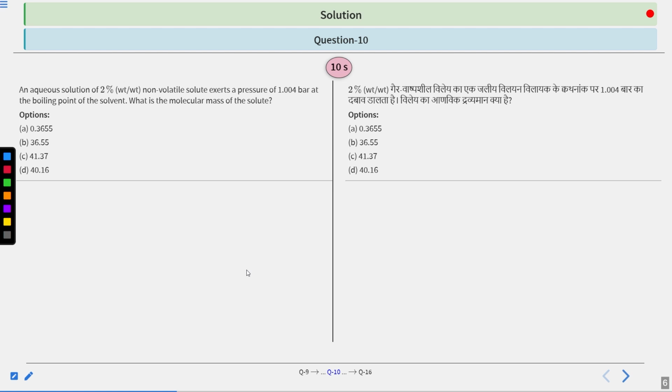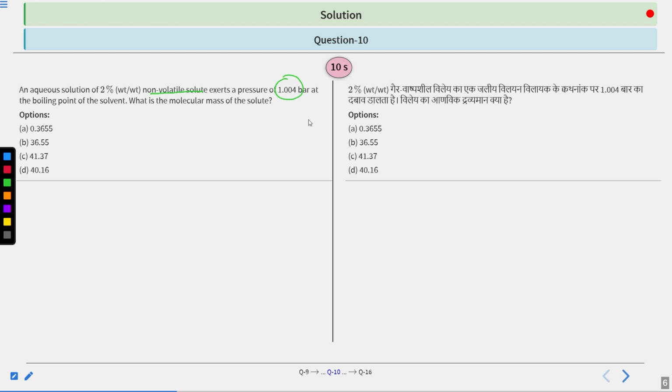Question number 10. A solution of 2% weight by weight means in 100 gram of the solution we have 2 gram of the solute and the rest is the solvent. So 2% is non-volatile solute and it exerts a pressure of 1.004 bar at the boiling point of the solvent. What is the molecular mass of the solute? Options are A 0.3655, B 36.55, C 41.37, D 40.16.